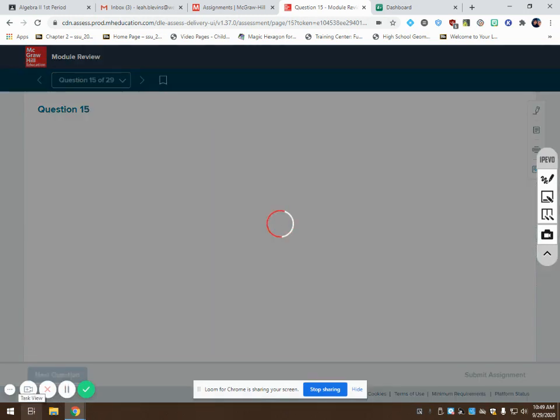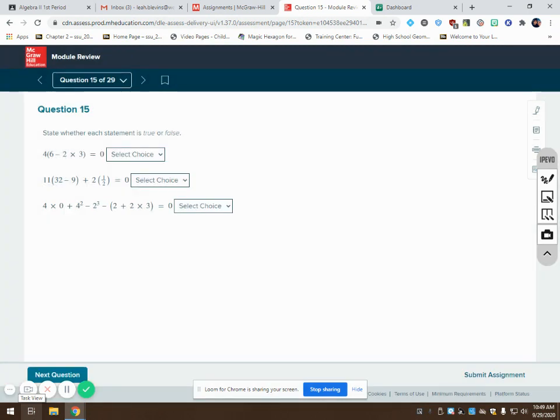Okay, number 15, we'll stop this video after this problem. It says fill in the blanks using the available answer choices. We're going to state if it's true or false. So we know that we must multiply inside the parentheses before we can subtract. I hope we know that at this point. So 2 times 3 is 6. 6 take away 6 is 0. 4 times 0 is 0, so this is true.